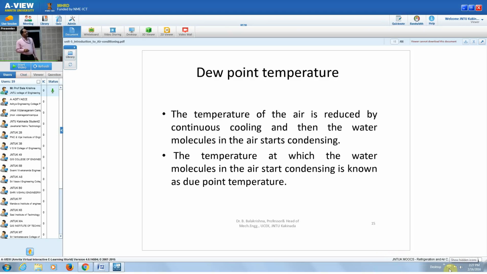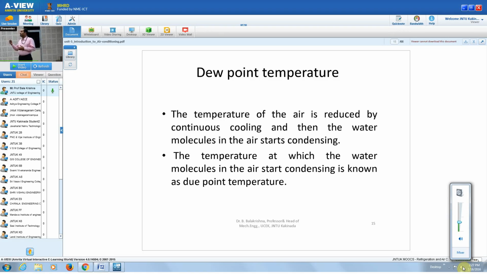Then the dew point temperature. The dew point temperature is the temperature at which the water molecules in the air start condensing when the air is reduced in temperature by continuous cooling. That means if you are continuously cooling, it starts condensing.